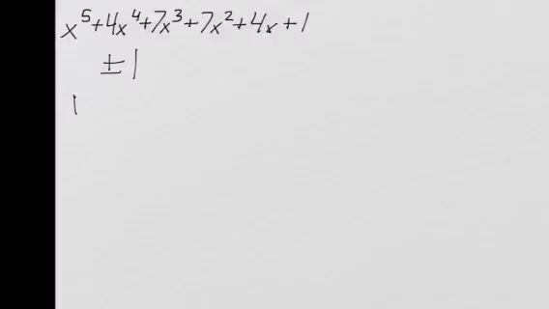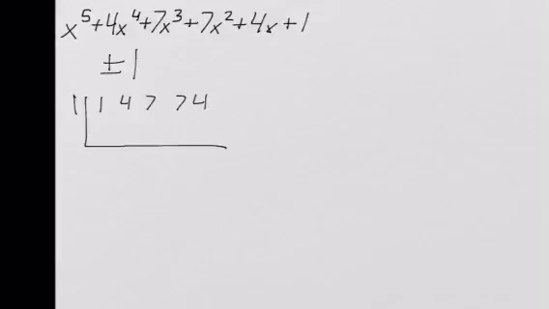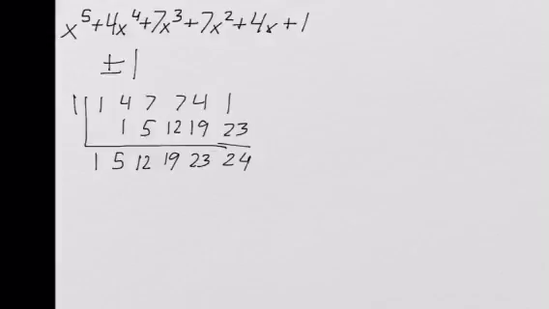I'll go ahead and start with 1, and I'll use synthetic division to test this. So 1, 4, 7, 7, 4, 1. Bring down the 1, multiply by 1, and add. Multiply by 1, and add, repeating across the row. I get 24. So positive 1 is not a possible root.